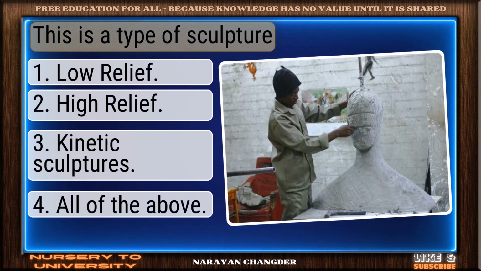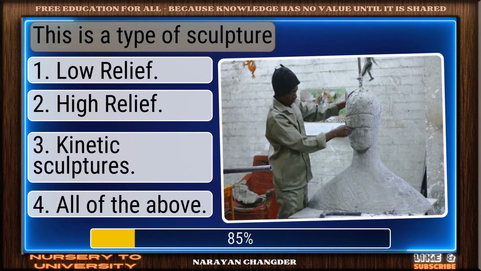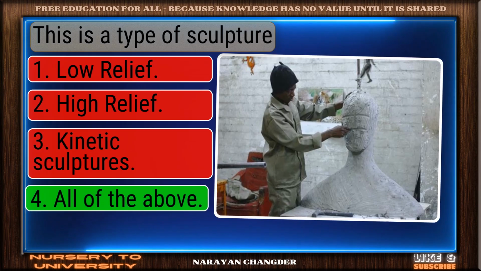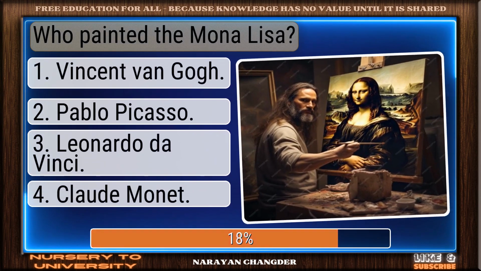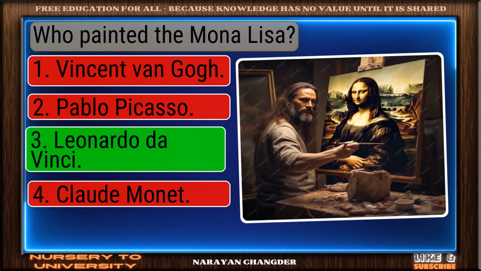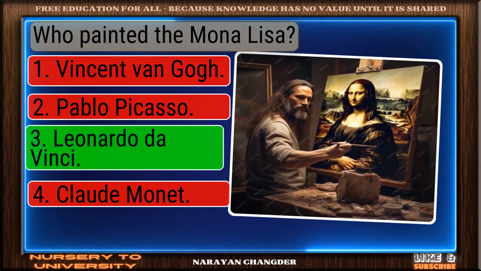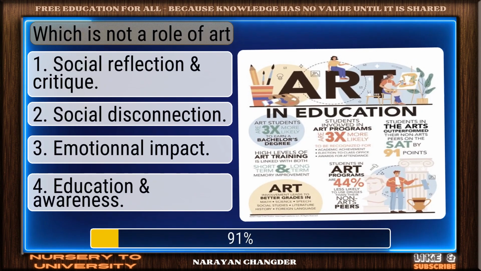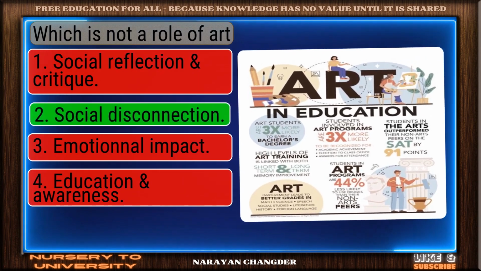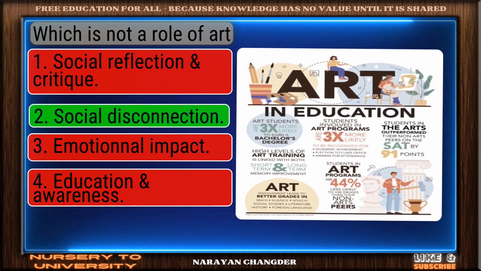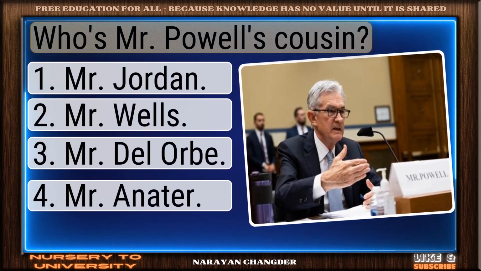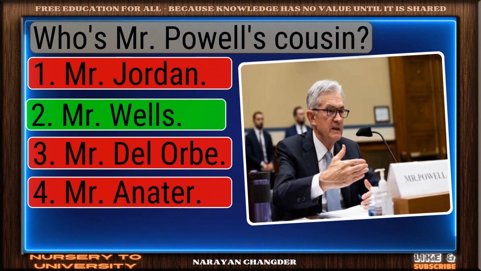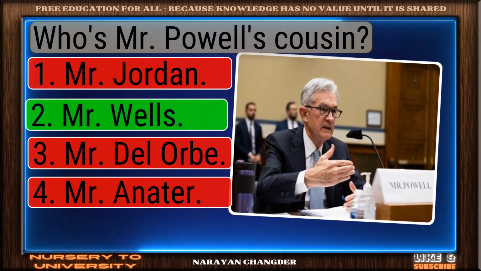This is a type of sculpture. Excellent choice. All of the above is the right answer. Who painted the Mona Lisa? You chose Leonardo da Vinci, and it is correct. Which is not a role of art? Clear logic. Your choice social disconnection is sound and 100% true. Who's Mr. Powell's cousin? Well picked. Mr. Wells is the correct answer.